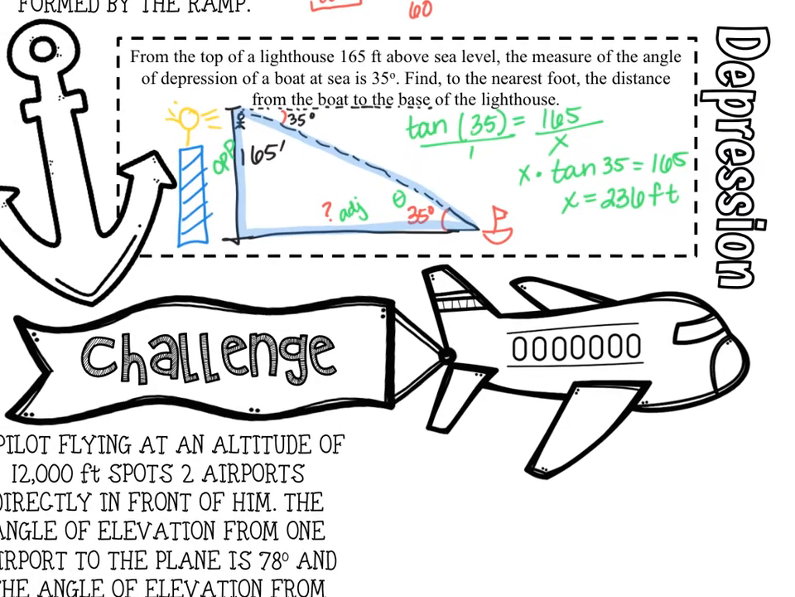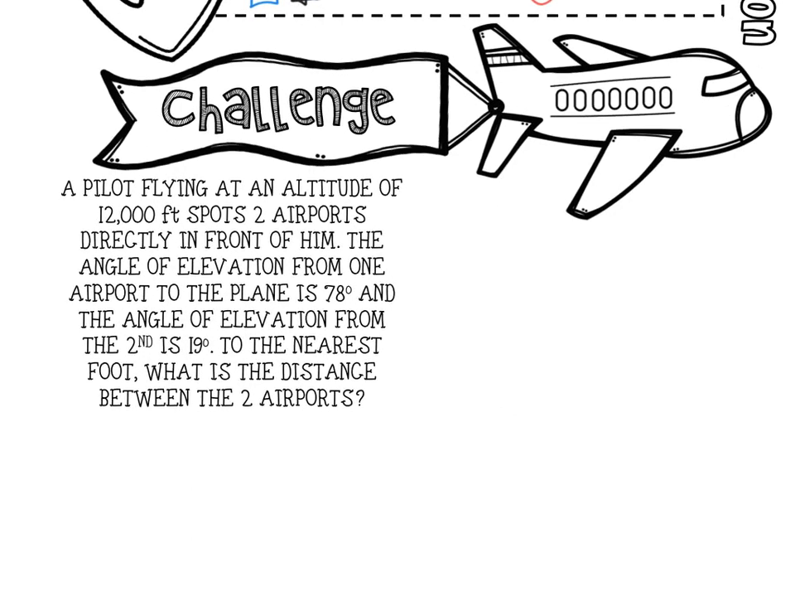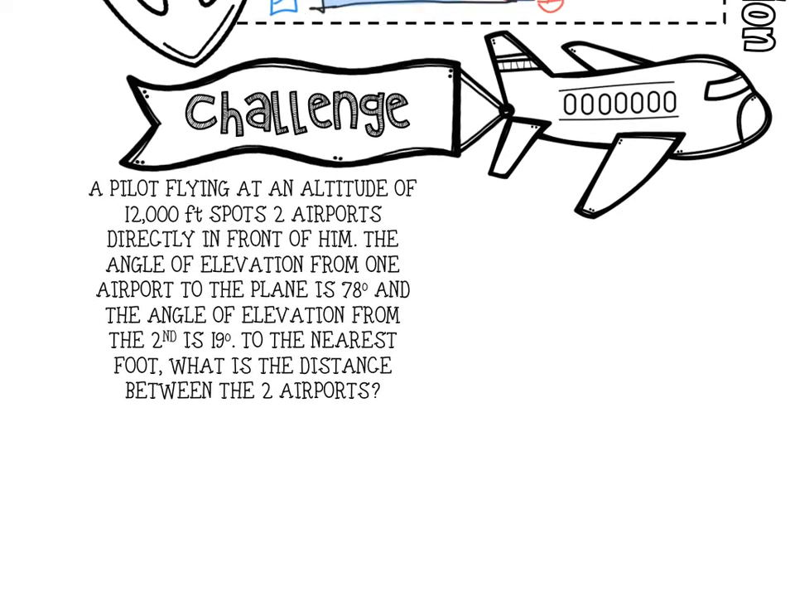Alrighty, moving on to my challenge question. So I have a pilot who is flying at an altitude of 12,000 feet, and he spots 2 airports directly in front of him. The angle of elevation from one airport to the plane is 78 degrees, and the angle of elevation from the second airport is 19 degrees. To the nearest foot, what's the distance between the 2 airports?